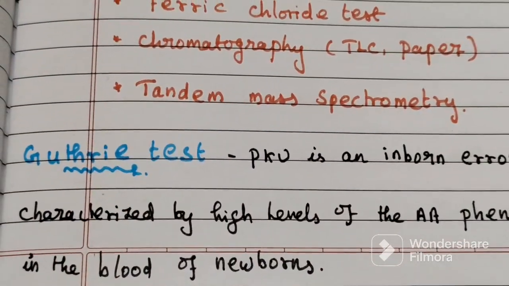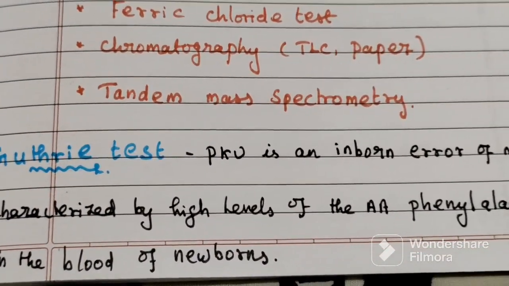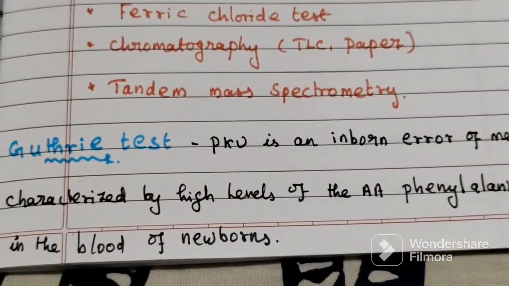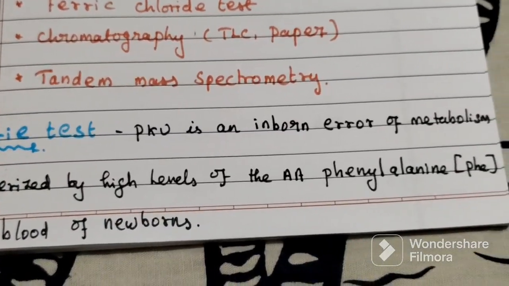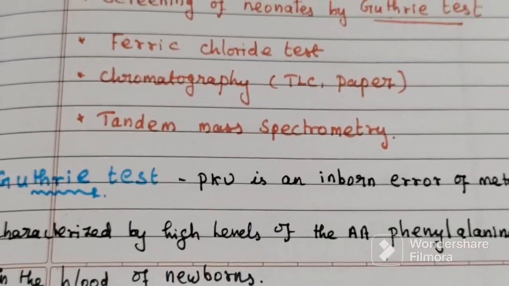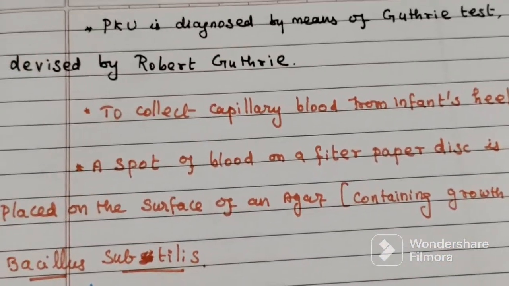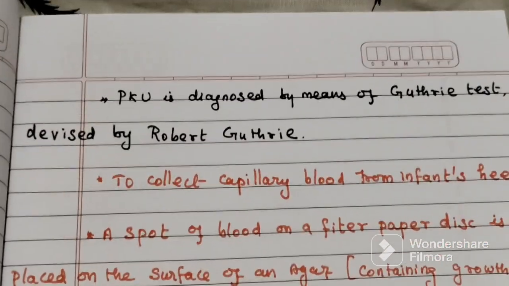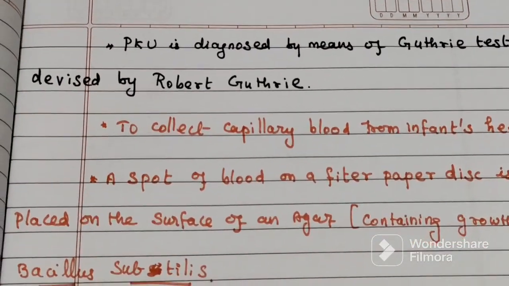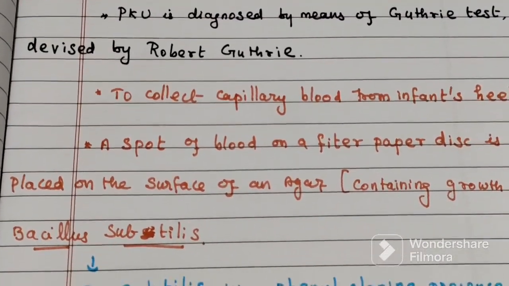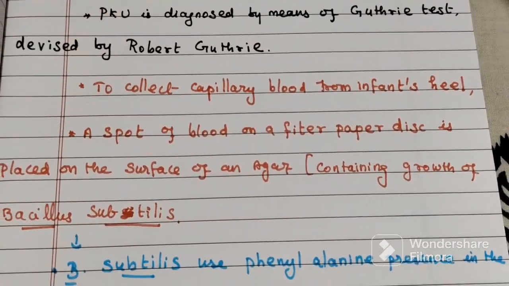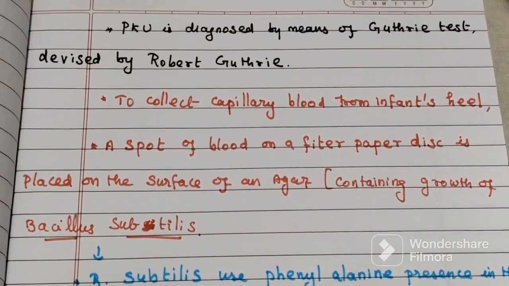Now let's discuss the Guthrie test. Phenylketonuria is an inborn error of metabolism characterized by a high level of the amino acid phenylalanine. Phenylketonuria is diagnosed by means of the Guthrie test. A heel prick sample is collected. That sample is applied to filter paper, and the filter paper is allowed to dry.